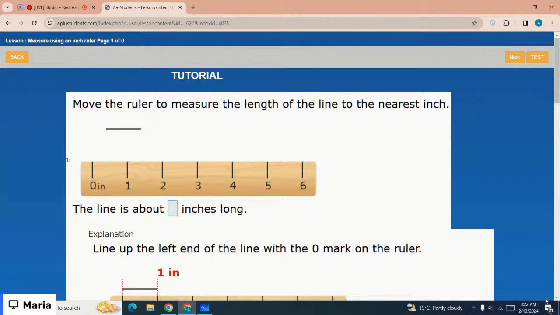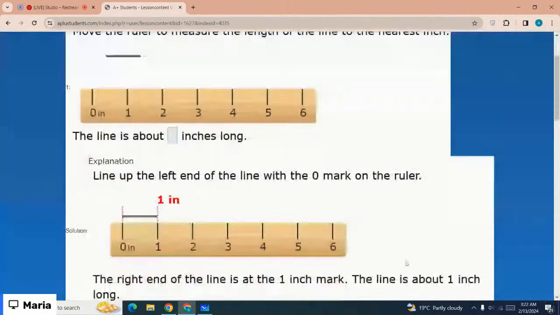So you have to keep the ruler with your line like this. You have to align the zero with the left end of the line, and you have to measure on the right hand side, like from zero. This is just 1 inch long, right? So the line is just 1 inch long, right?